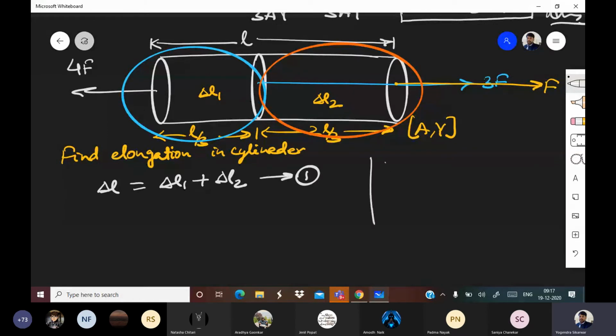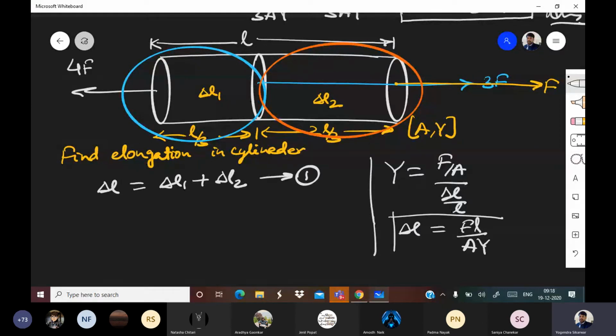Now how much is delta L1? Again by formula, which formula? Young's formula. Y is equal to F upon A, delta L by L. This is the general formula. So using that, delta L is equal to FL upon AY. So let us use that. How much is delta L1?